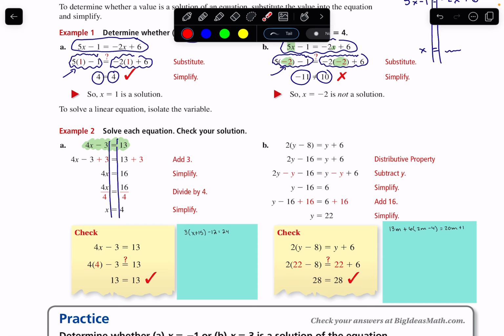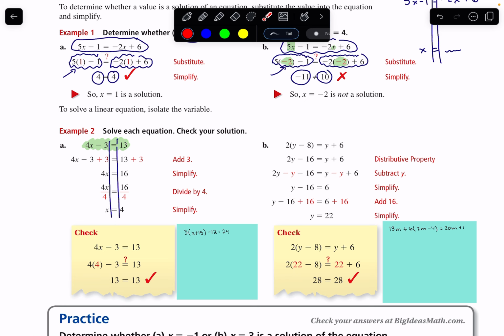But if I minus it on the right, I also have to minus it on the left. So I get 2y's minus 1y, which just ends up being 1y. And I've got minus 16, and that equals 6. So I'm trying to get rid of this minus 16. The opposite is to add 16. I've got to do that to both sides. So I add 16 here, add 16 here, and I end up with y equals 22.